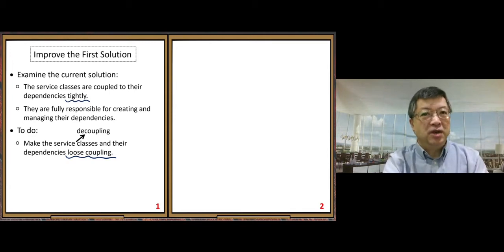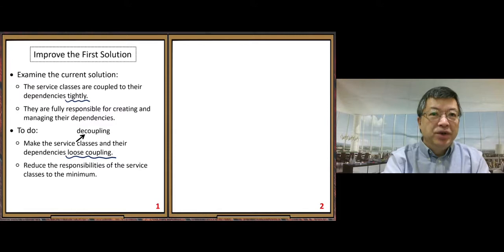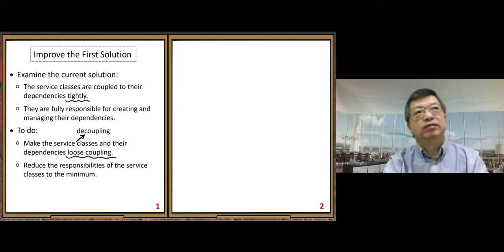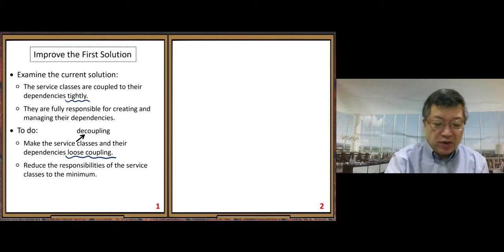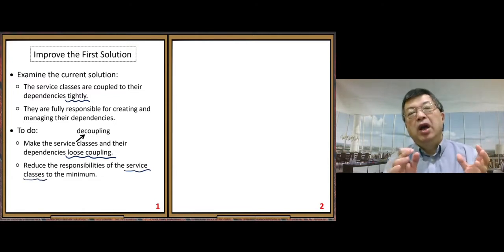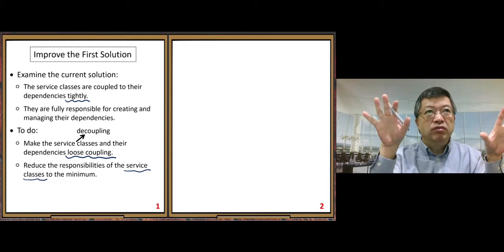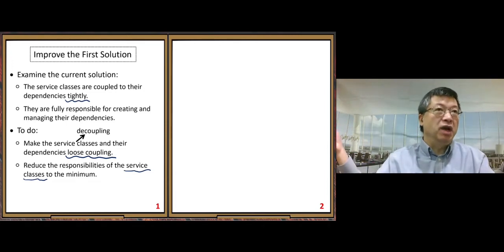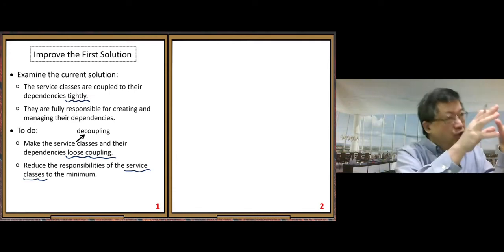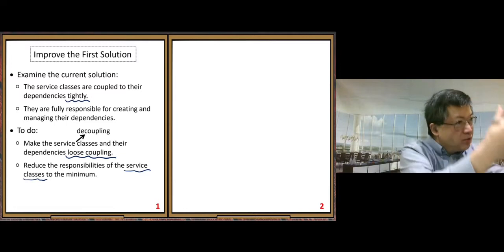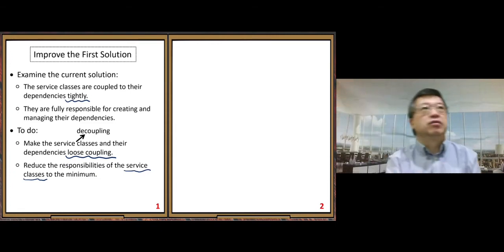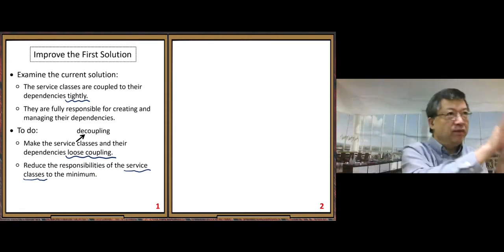Decoupling concept. All right. Reduce the responsibilities of the service class to the minimum. So if we look at the service classes, we reduce its responsibilities. If you look at from the whole object, we do not reduce responsibilities, right? Because we change the responsibilities. We shift. We take away responsibilities from this class and put it into another class. So it's a shifting thing.